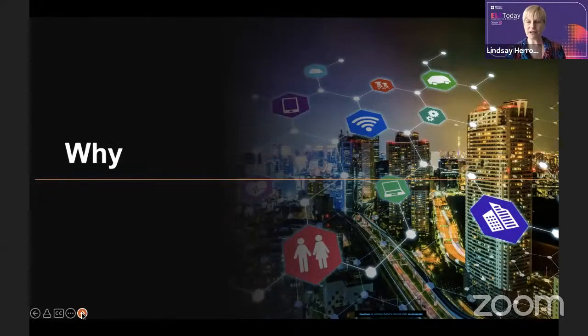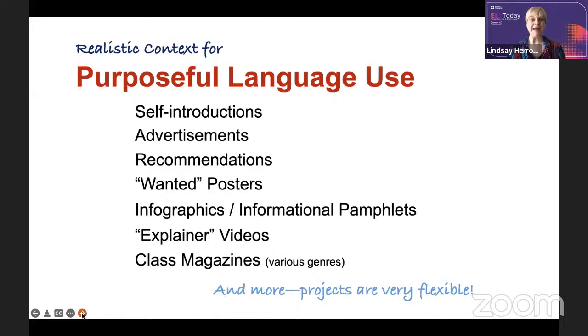So why use multimodal projects? Now, if you're here today, you probably have an interest in multimodal projects, but what I'm going to tell you is exactly how you can convince stakeholders like principals or parents, people who think you should be just teaching the language, don't do projects, don't do pictures. This is what you can tell them to justify and support your use of multimodal projects.